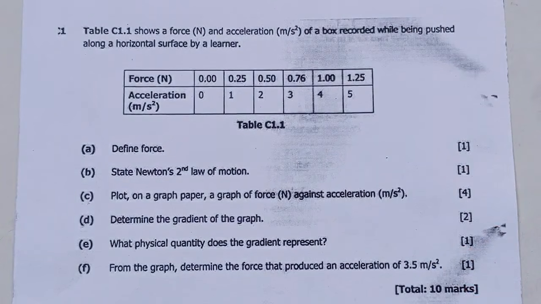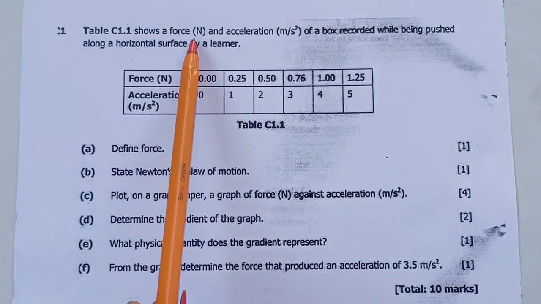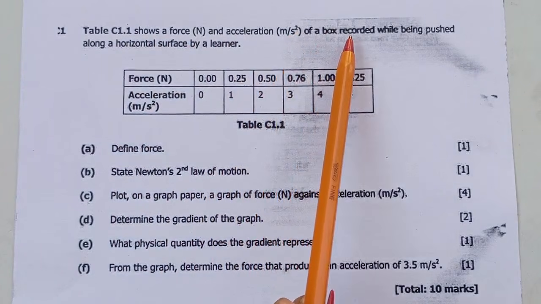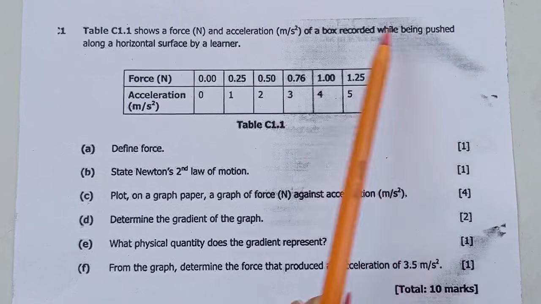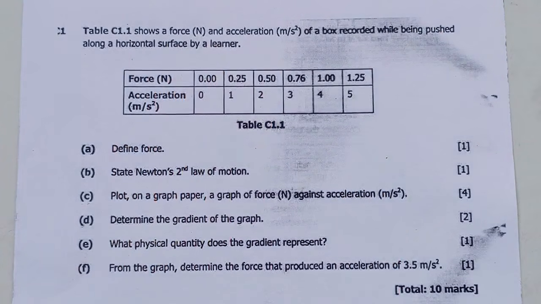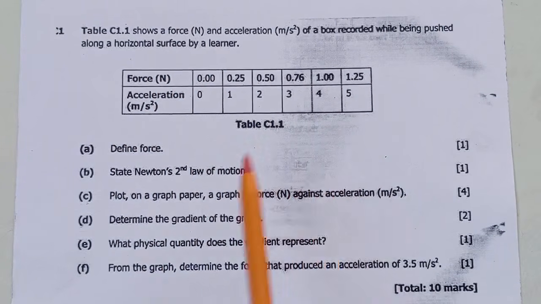Table C1.1 shows a force in newtons and acceleration in meters per second squared of a box recorded while being pushed along a horizontal surface by a learner. This is the table that is given. Then the first question says define force. This is the simplest question and I don't expect anyone to fail.